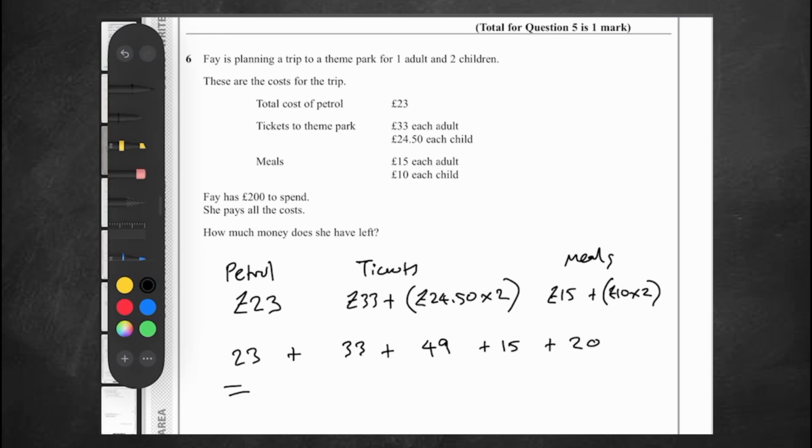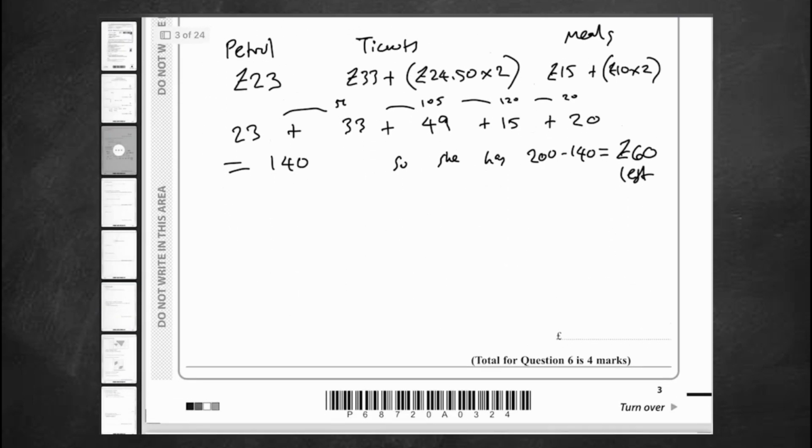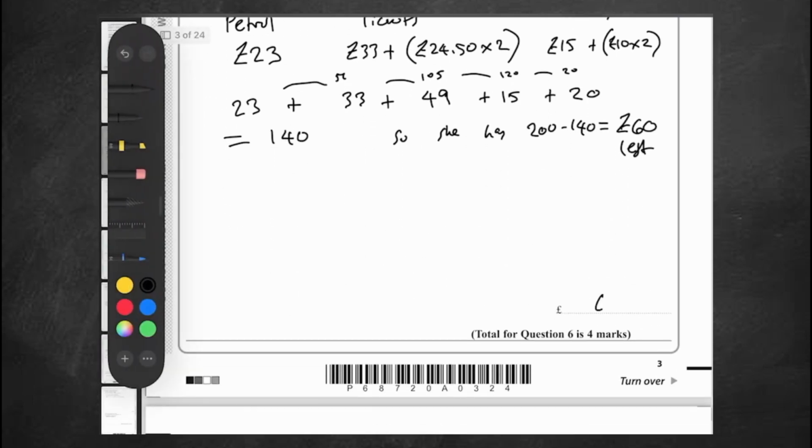This comes to, those two added up are 56. Add on this is 105. Add on this is 120. Add on another 20 is 140. She has 200, so she has 200 minus 140, £60 left. £60.